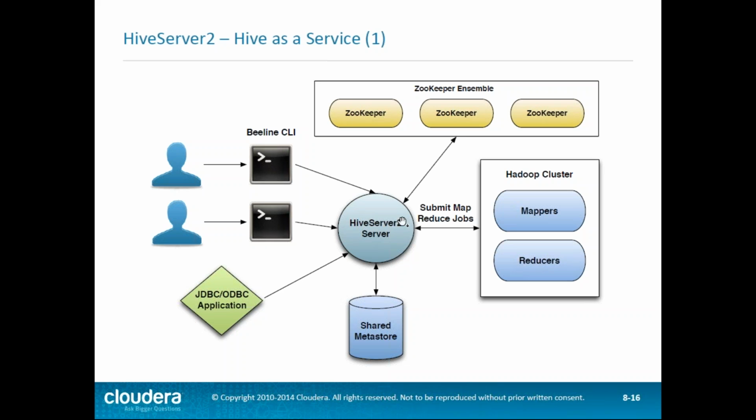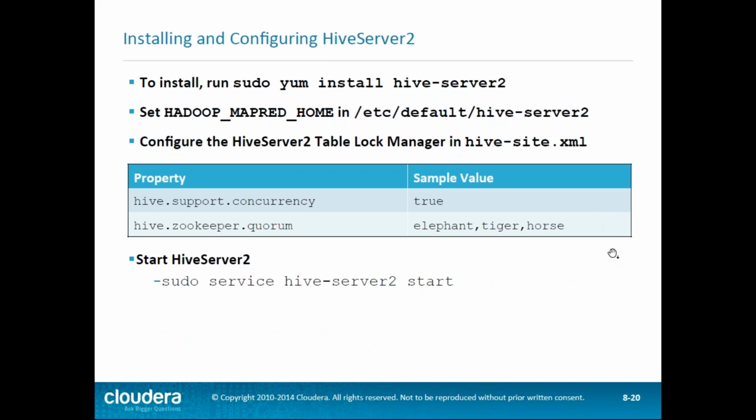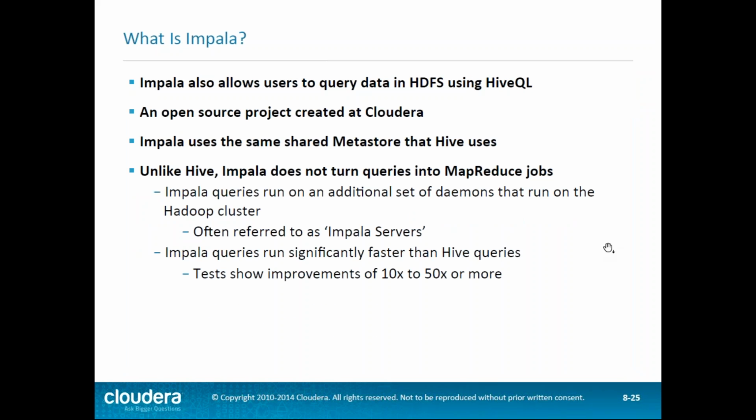This is a Hive Server 2 deployment, and most of the stuff remains the same, whereas the differences are in the Metastore and the CLI. This is the beeline CLI, and this is a shared Metastore, and you also have the Zookeeper out there. Hive Server 2 wasn't very popular. However, I won't mind showing you Impala. Impala also allows users to query data in HDFS using HiveQL. It's open source, created by Cloudera, and uses the same Metastore as Hive uses.